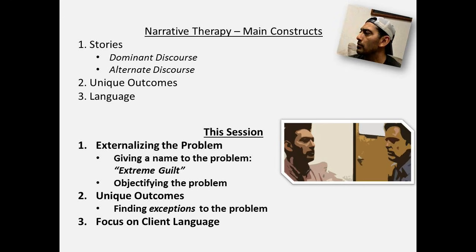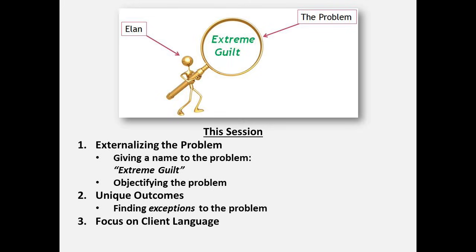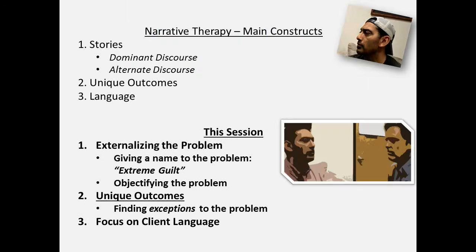In this session, we'll focus on externalizing the problem, which involves giving the problem a name and objectifying it so that the client can more clearly understand its impact on current functioning. In Elan's case, the problem is named extreme guilt, and this image illustrates how Elan might see this problem as a separate entity outside of himself. Now, we'll also discuss unique outcomes mentioned earlier and also be aware of Elan's language as a Native American, how that shapes who he is, and how it may shape his emotional healing over time.